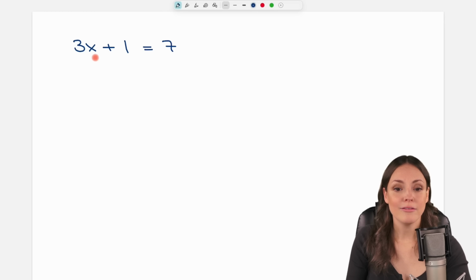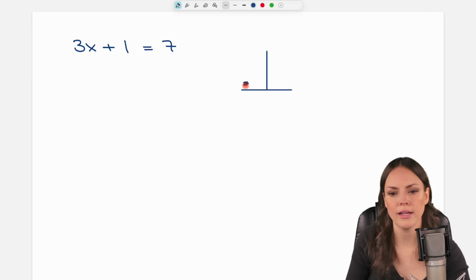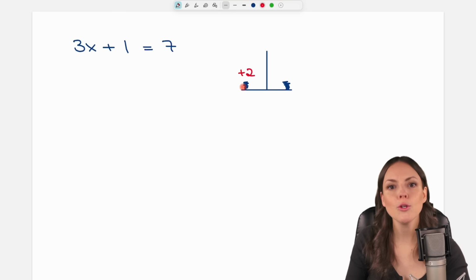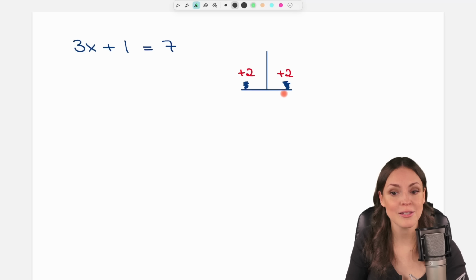Well, you can think of an equation as a scale that is balanced. You have something on the left side of the scale and you have something on the right side of the scale, and your scale is balanced. What are you allowed to do with a scale so that it stays balanced? If you add, for example, 2 on the left side, then you know that you have to do that on the other side as well so that the scale stays balanced.